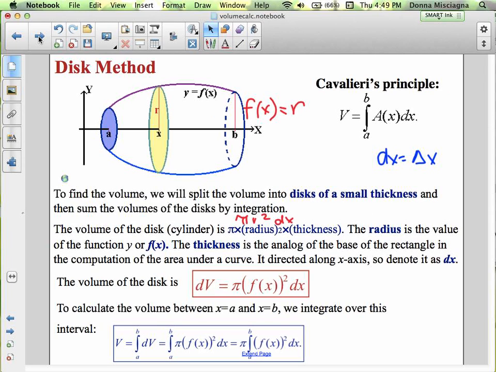To find the volume, we're going to split the volume into disks of a small thickness and then sum the volumes of the disks by integration. This is actually using Cavalieri's principle. He showed that two objects, if they have the same base area and the same height, have the exact same volume, even if the objects look very different. We're going to calculate the volume by integrating area. And the area that we're going to have is a very specific kind of area.